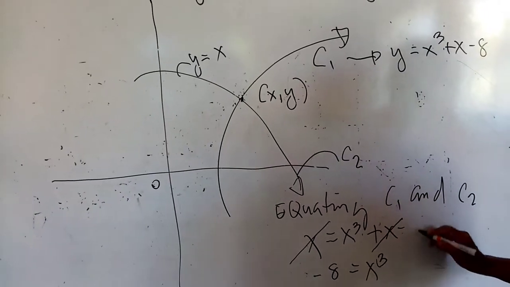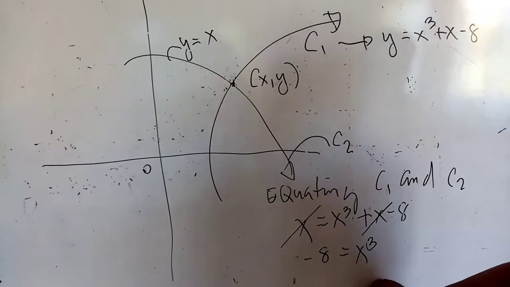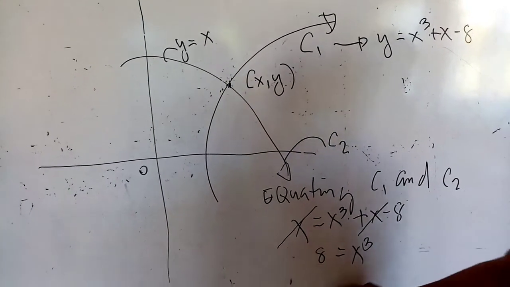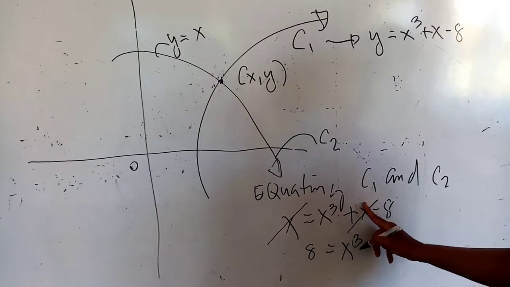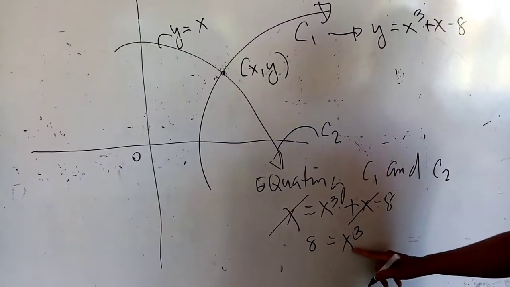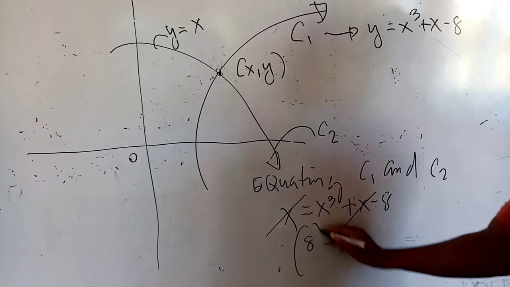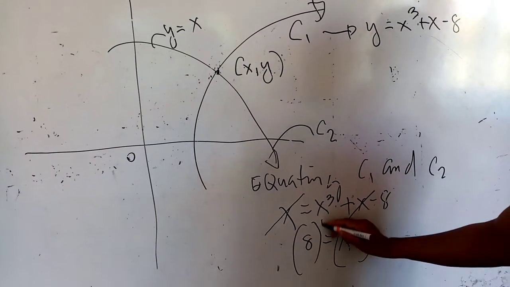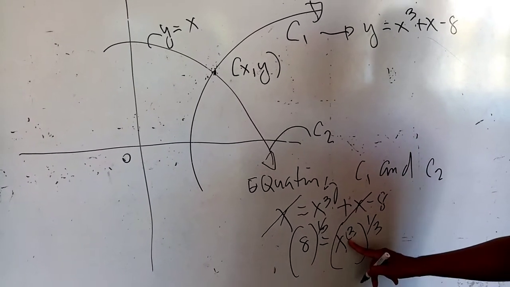If you transpose this to the left side of the equation, that becomes positive 8, which is equal to x to the third. Now remember that here there is an exponent of 3. So to neglect this exponent, we raise both members to the power of 1/3, so that this 1/3 will multiply with 3.